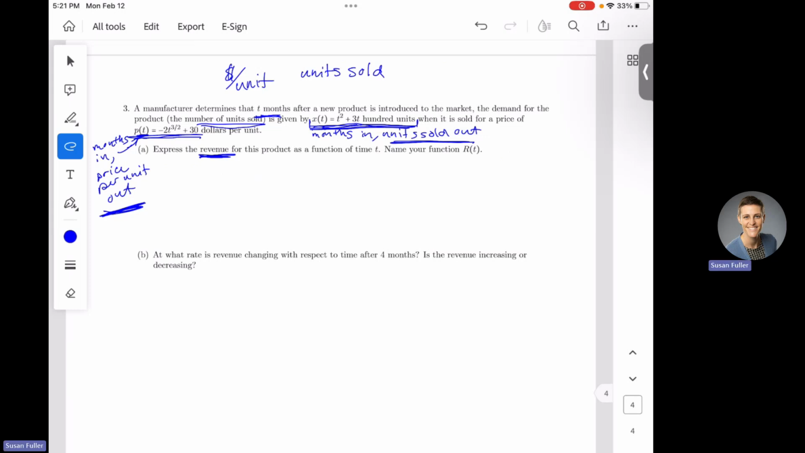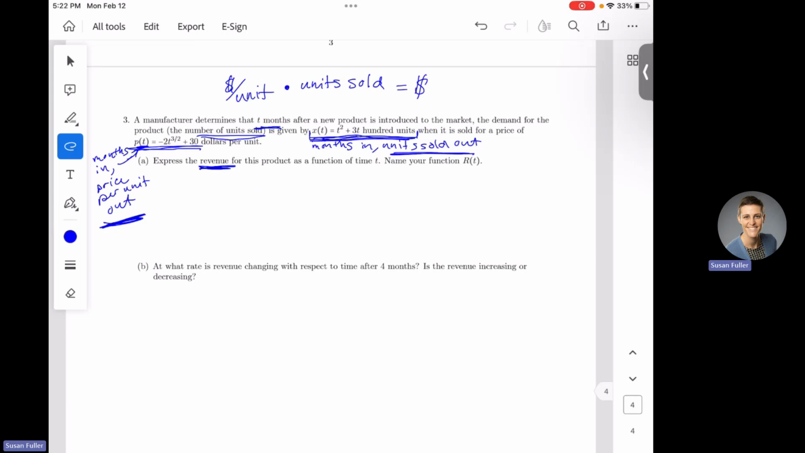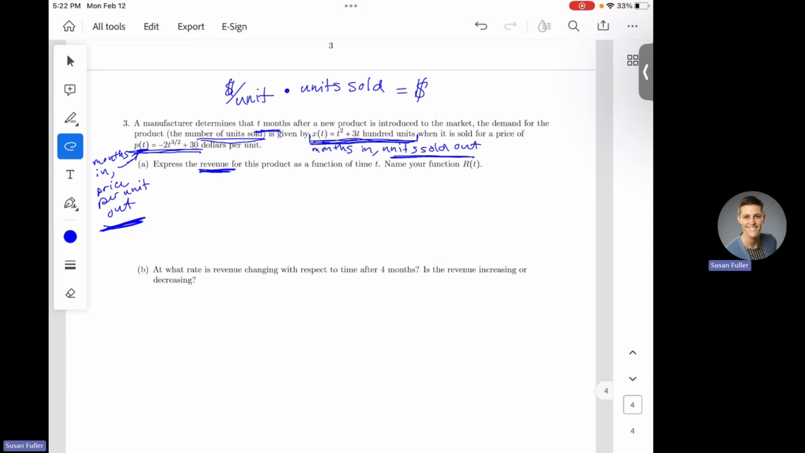Well, if we take the amount of money per unit and multiply it by the number of units sold, then basically the units will cancel out and I get the total amount of money that was brought in, right? The dollars per unit times the number of units sold will give me an amount of money that came in. So this is R of t, that's my revenue. My units sold, this is my x of t. And my dollars per unit, this is my p of t. So if I multiply p of t times x of t, I get my revenue function.